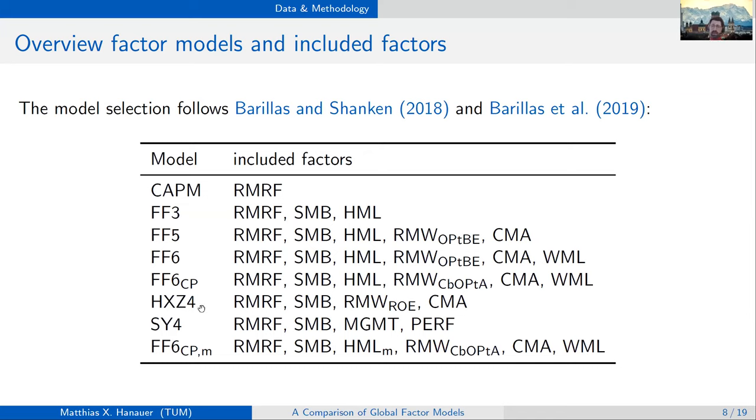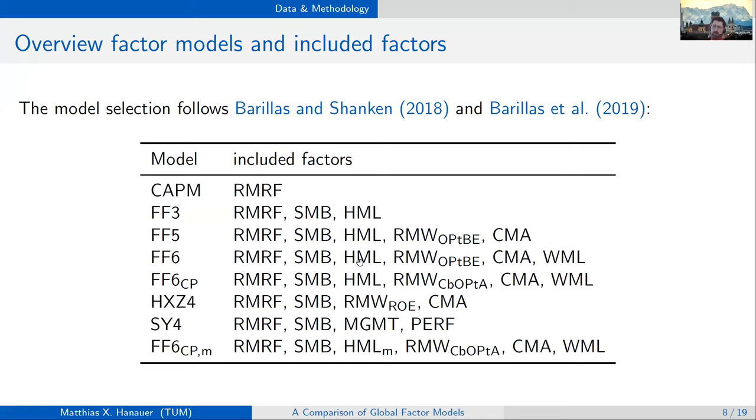And finally, there is a modified Fama-French six-factor model. This is the model that is also the best model in these two papers. So it has the six-factor structure, but with two deviations. First of all, it's not the standard value factor, but a monthly updated value factor. And as a profitability factor, it uses the cash-based operating profitability factor. So this is a cash-based version. You don't look at the book earnings, but more at cash earnings with some adjustments.